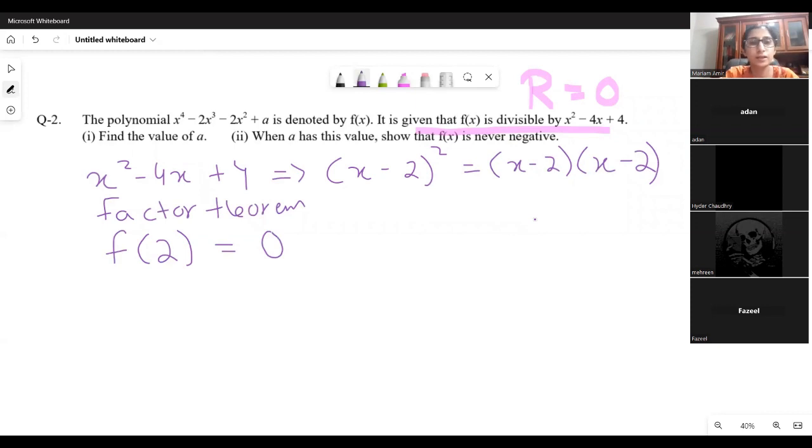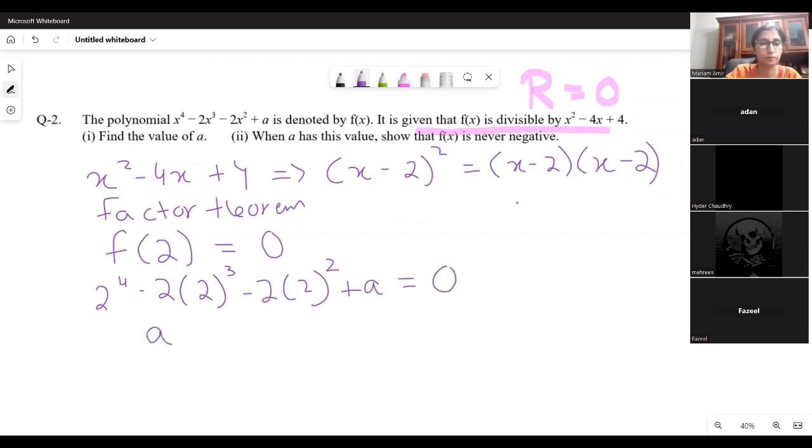So now you can conveniently find the value of a. f(2) will be 2 power 4 minus 2 times 2 cube minus 2 times 2 square plus a equals to 0. Give me the value of a, please. Eight, correct. a is equal to 8.